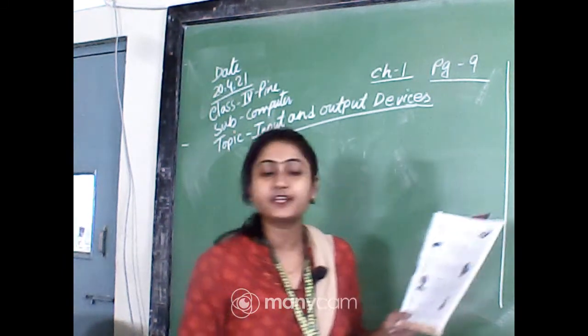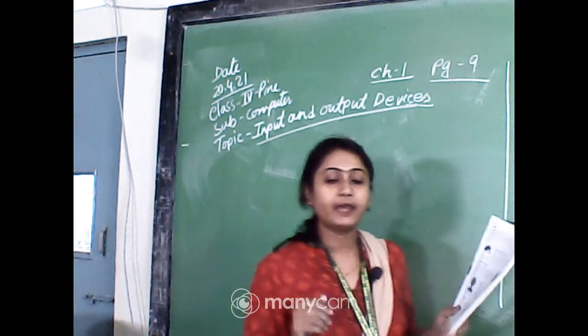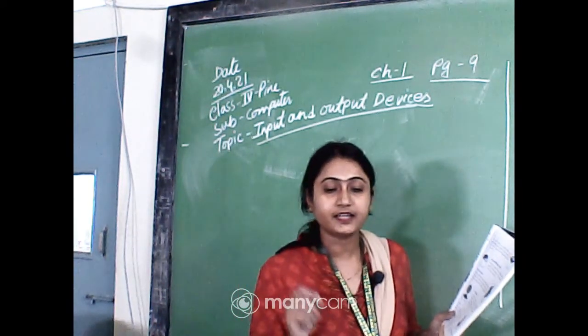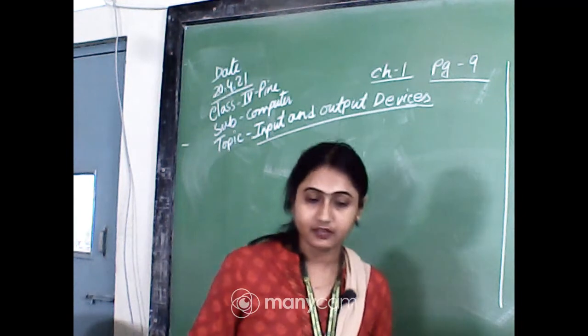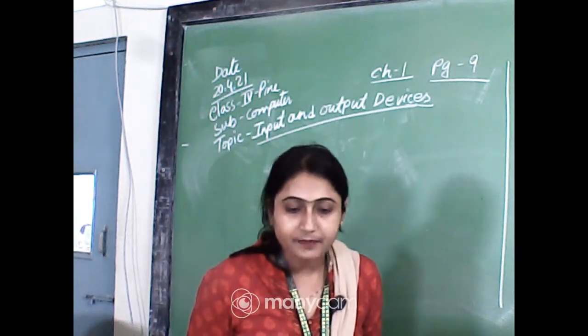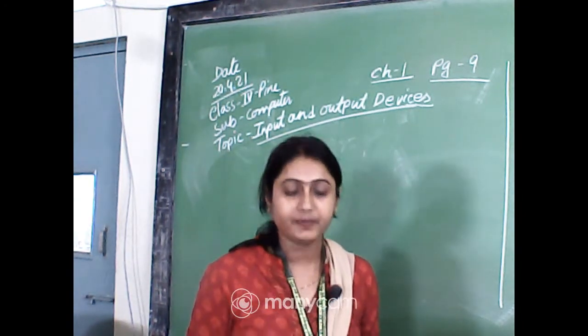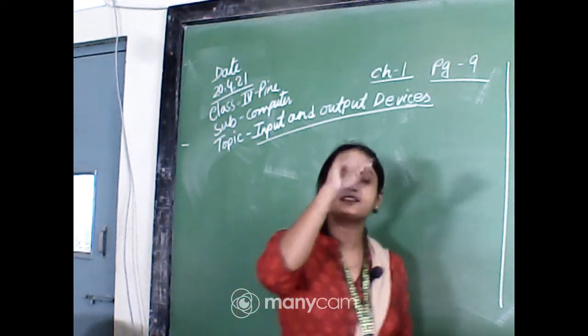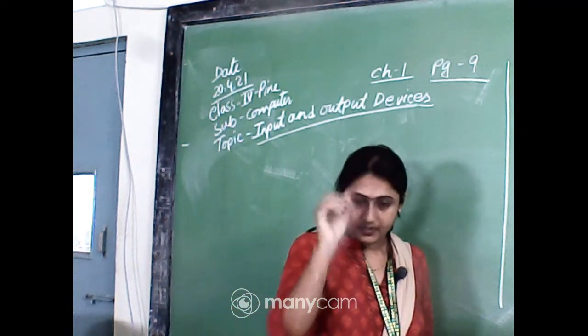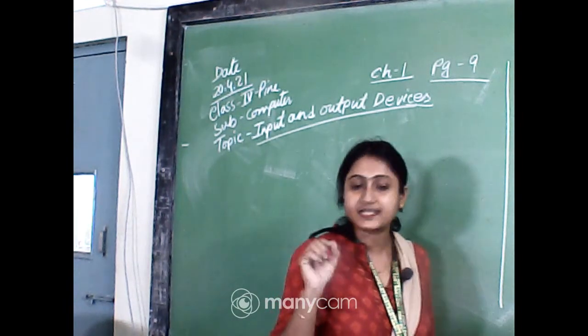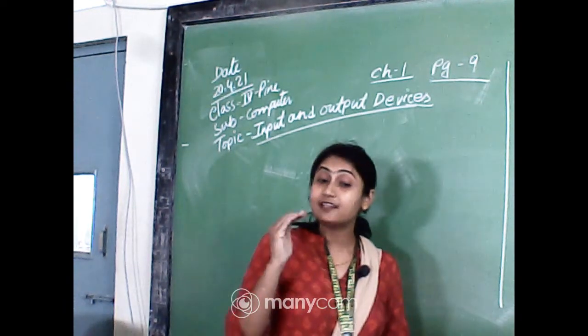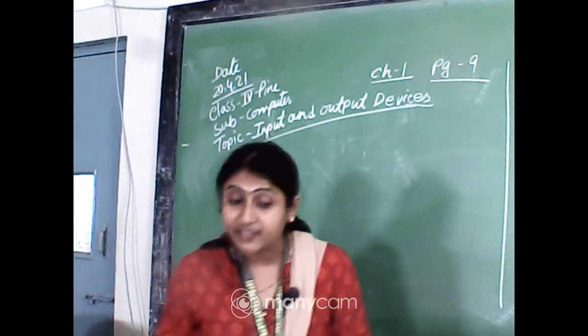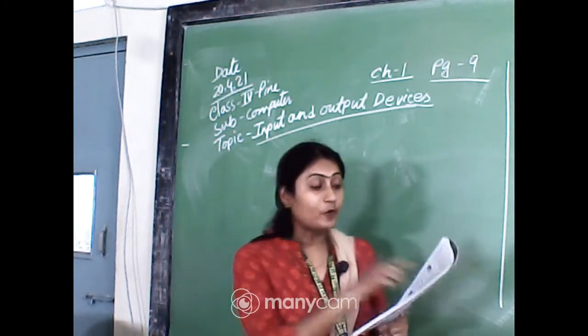Next is the optical mark reader, OMR, optical mark reader. In an Olympiad exam, maybe you all have given one, you just circle the correct answer with a pen or pencil, right? How to check that answer sheet? Through the optical mark reader.